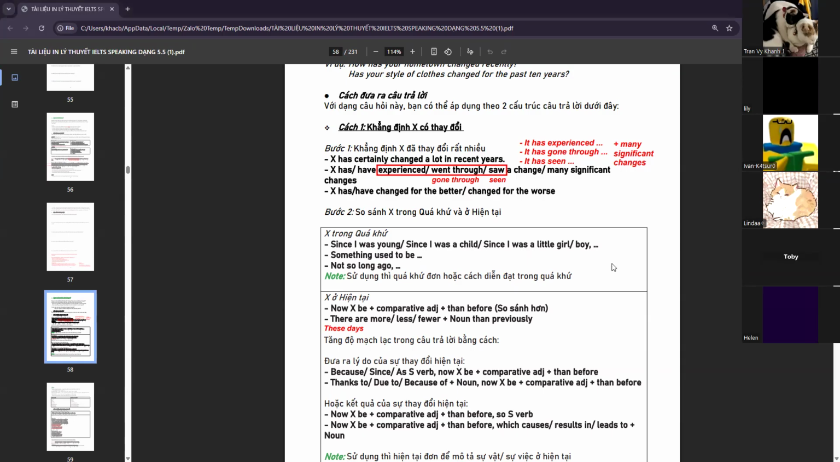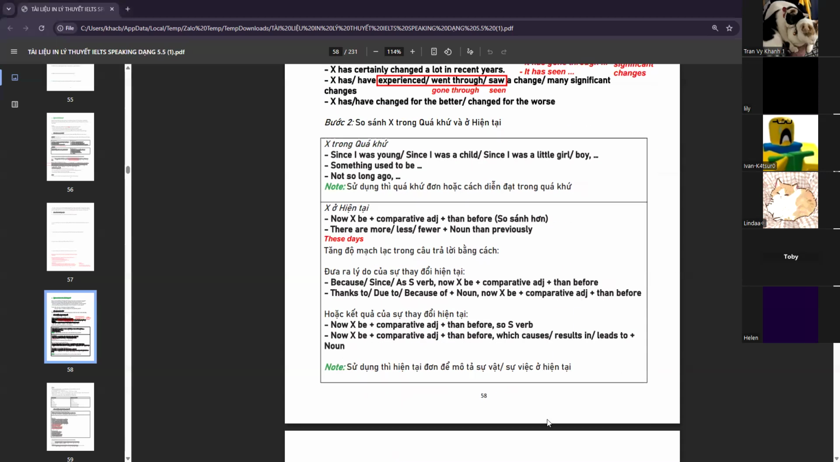Alright, so now you need to compare this time. You would have many different sentence structures that you could make here. Just for example, now X is something than before. So you can say what is different. So for example, if I said now my hometown is more developed than before, that is a very valid sentence structure. That should be something you should be saying in this type of question.